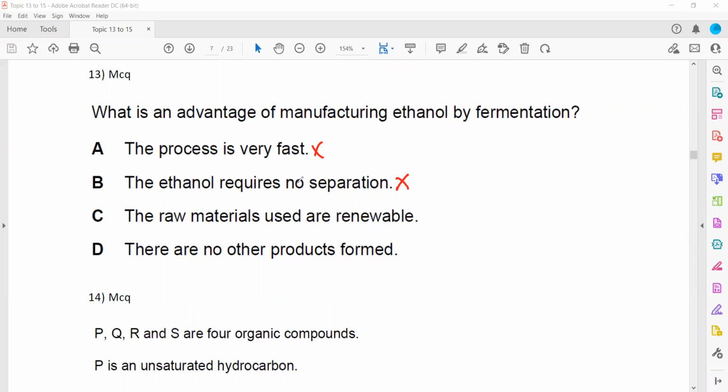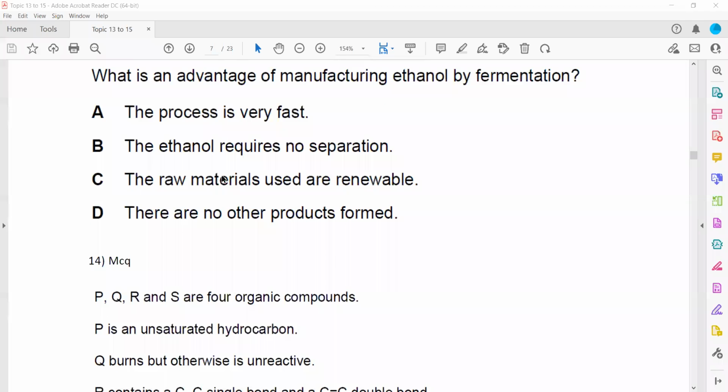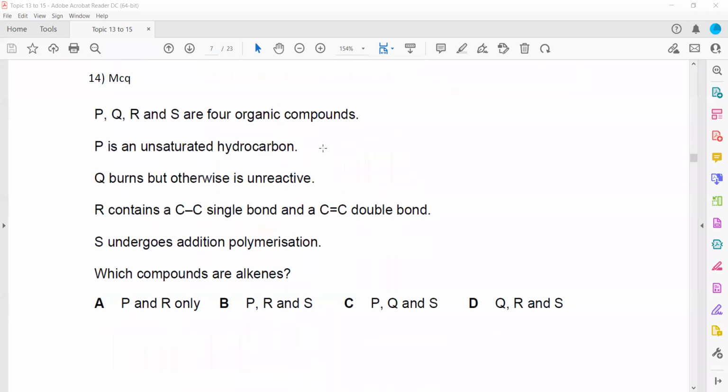The raw materials used are renewable. That's true, because we are using a sugar solution or glucose, which can be produced again, so it's a renewable resource. And there is no other product. That is wrong. There is another product, that is carbon dioxide. Question 14: P, Q, R, and S are 4 organic compounds.